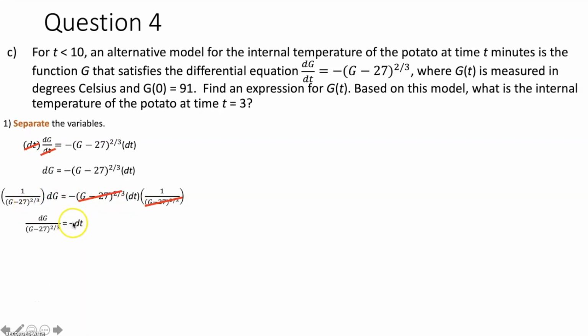This negative 1 is a constant. It could go on either side, but we typically leave it with our independent variable. So now we have successfully separated the variables. We can move on to the next step, which is to prepare both sides for integration. So we're going to integrate both sides of this equation.